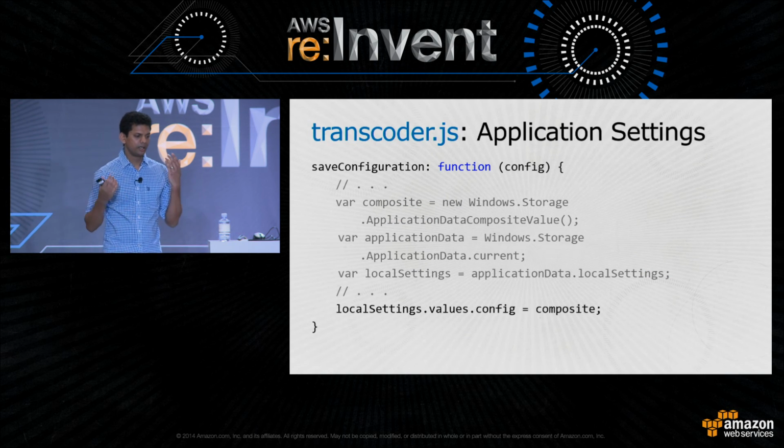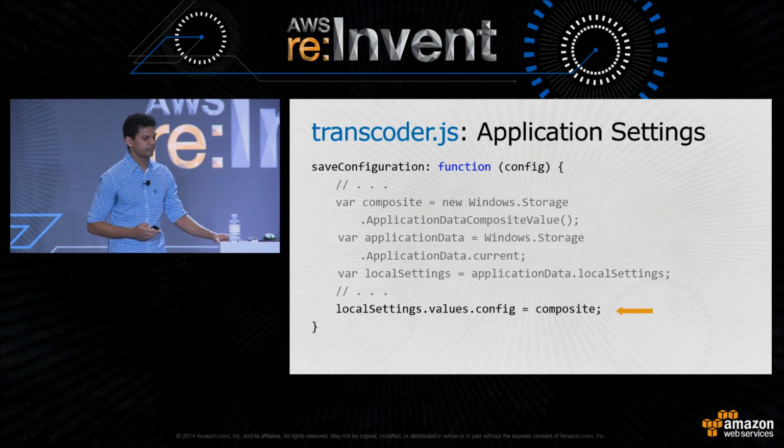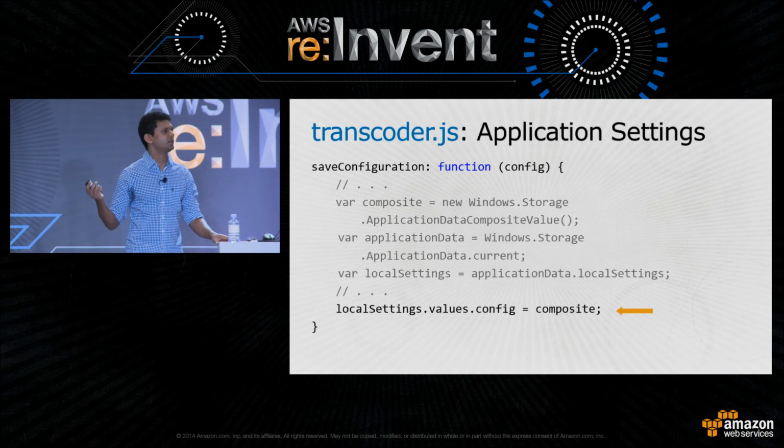We've managed configuration using the application data local settings API, and the way we do this is we create a composite value, which is very similar to a JavaScript object, and we take all of our configuration, bundle it up into this composite value, and then store it on the local settings API. The way to do this would be to set it using a key, and it's nothing but a JavaScript object, so you would use it exactly in the same way that you would use a regular JavaScript object.